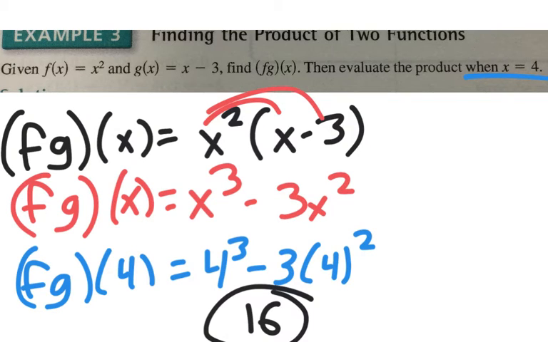Because 4 squared is 16. 16 times 3 is 48. So 64 minus 48.